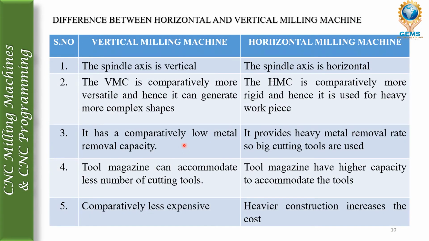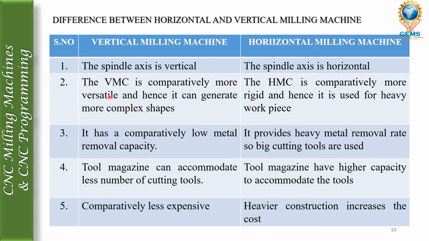Now let's come to the difference between horizontal and vertical milling machines. First, in a vertical milling machine, the spindle axis is vertical towards the workpiece. But in a horizontal milling machine, the spindle axis is horizontal towards the workpiece. The VMC is comparatively more versatile, and hence it can generate more complex shapes. The HMC is comparatively more rigid, and hence it is used for heavy workpieces.